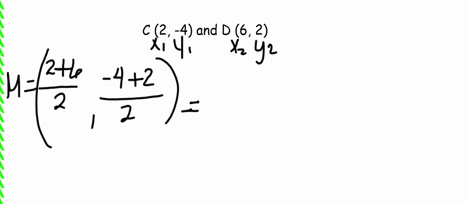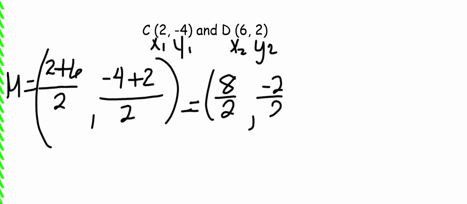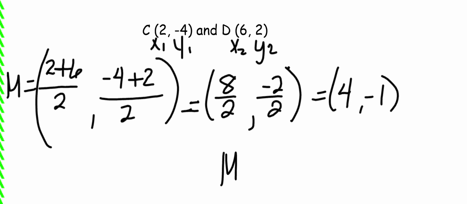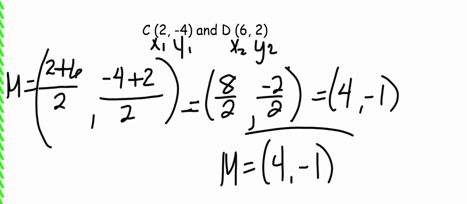That gives me 8 divided by 2, and -4 plus 2 is -2 divided by 2. 8 divided by 2 is 4. -2 divided by 2 is -1. So my midpoint equals (4, -1).